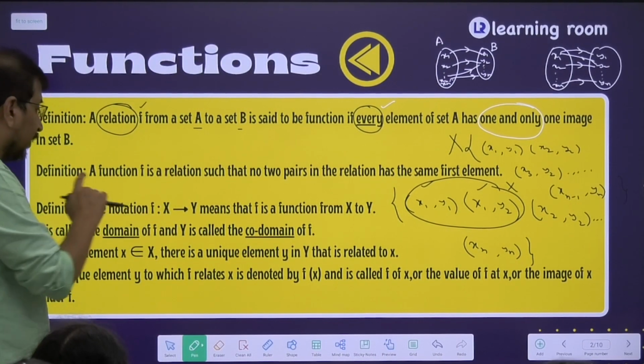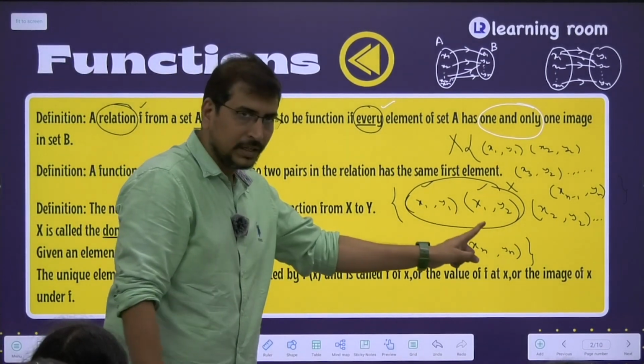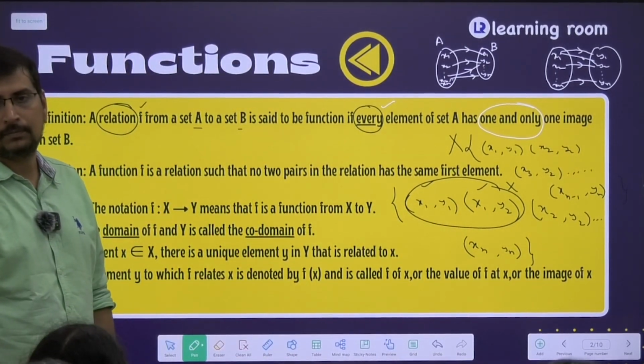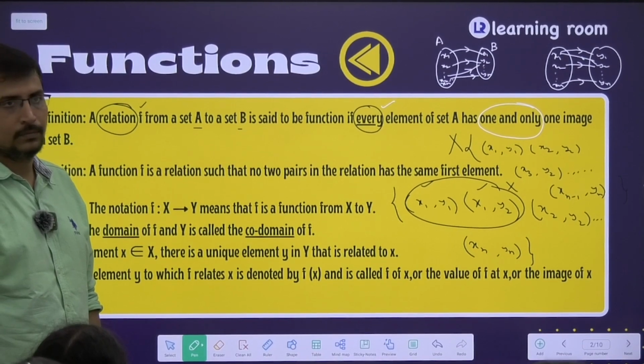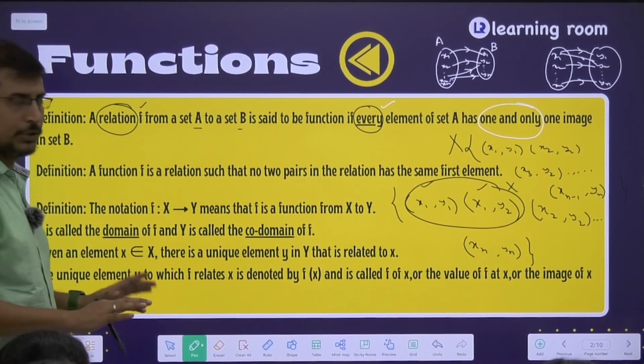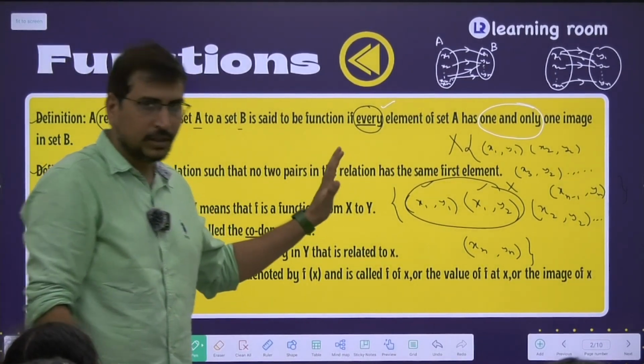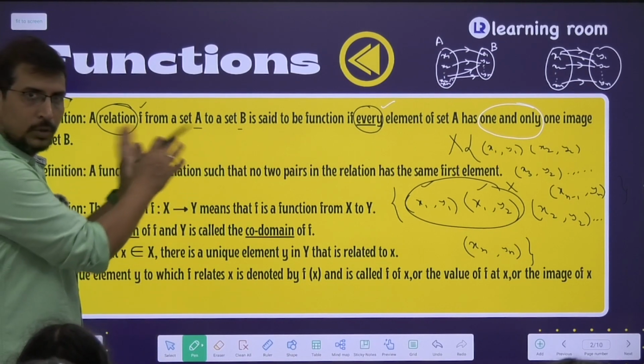And that is what the second definition says. A function f is a relation such that no two pairs have the same first element. So they should not have the same first element. If they have, no, it's not a function. I hope both the definitions are clear, right? So both the definitions I took from your NCERT only, right? This is what they exactly say.